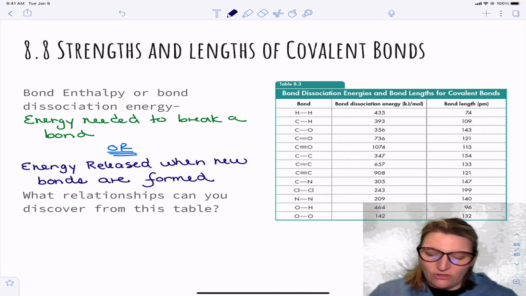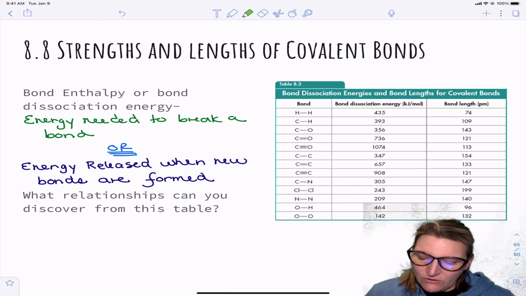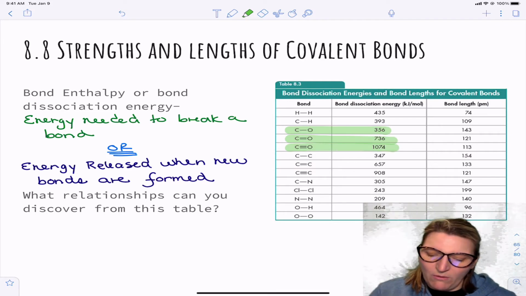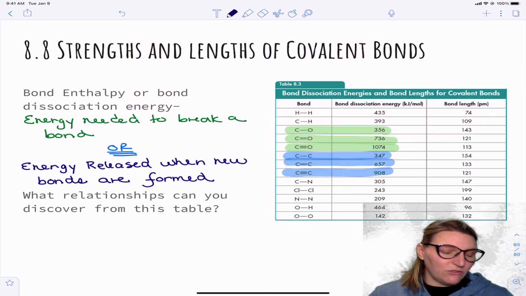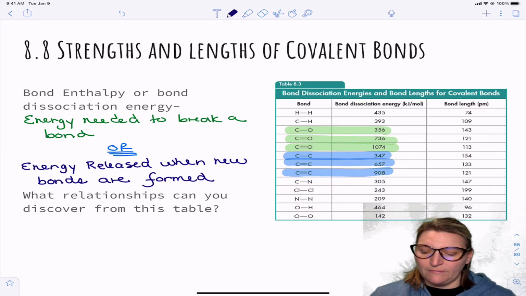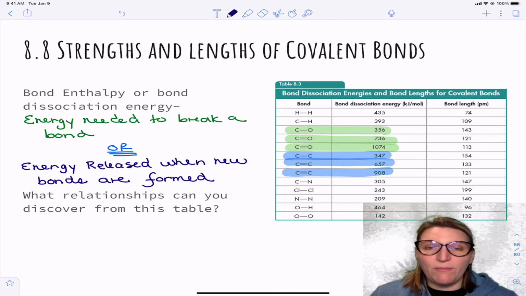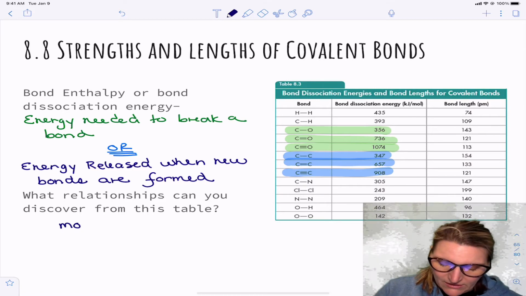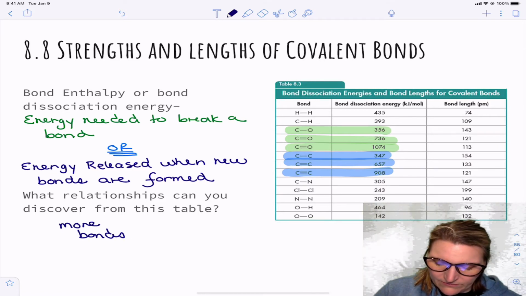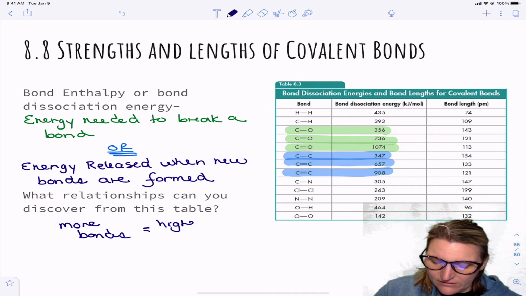What relationships can you see from this table? So if I take a look at, let's say, these guys here, those are all single, double, triple bond, and here's carbon-carbon, single, double, triple bond. You should be able to notice a few general trends. And so the first one is that triple bonds have a greater bond energy than double or single. So basically the more bonds, the higher the bond energy or bond enthalpy.